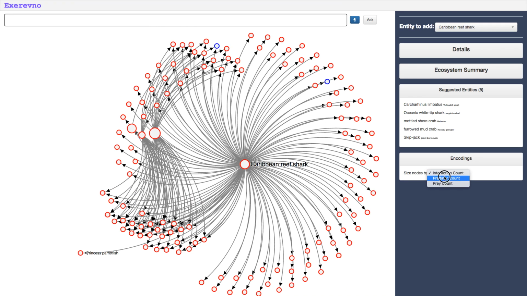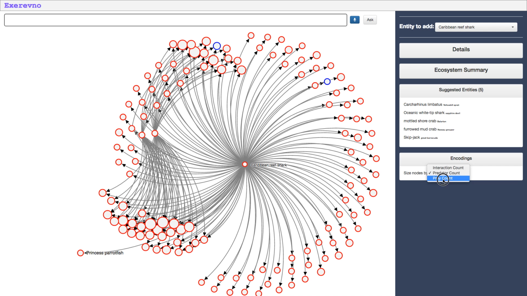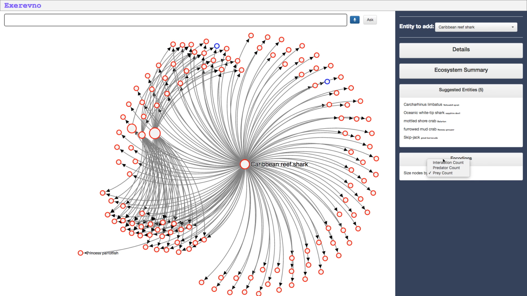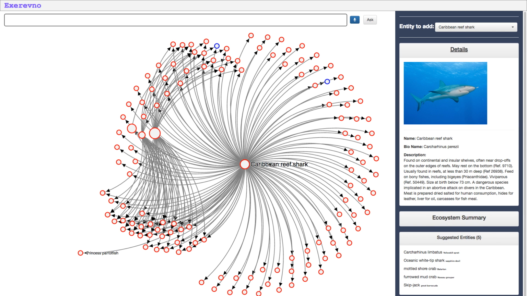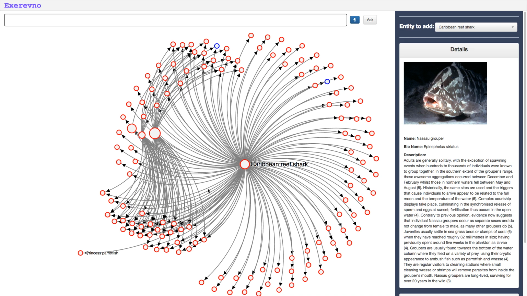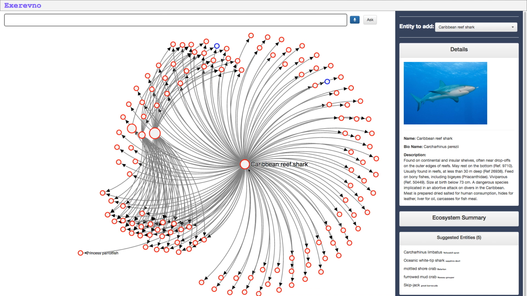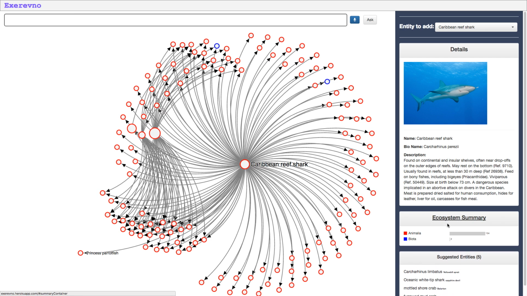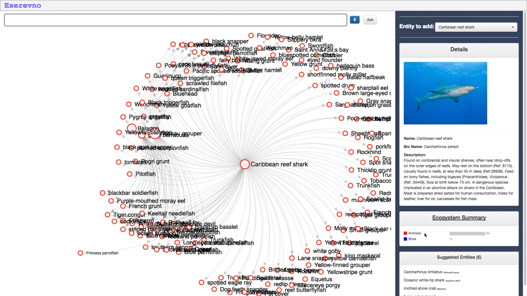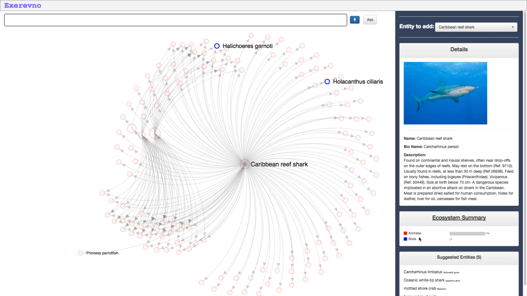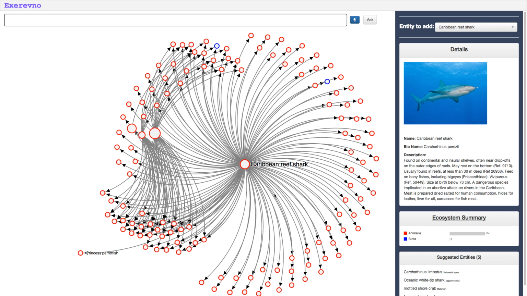Further, Exerevno allows resizing nodes by different metrics such as predator and prey count, allowing John to understand more about the role of an entity in the specific ecosystem. By just clicking on an entity, John gets an image of the species, its details such as common and biological names, and other relevant information pulled from the Encyclopedia of Life. As John progresses through the exploration, Exerevno presents interactive summaries of the visible ecosystem to facilitate quick recap.